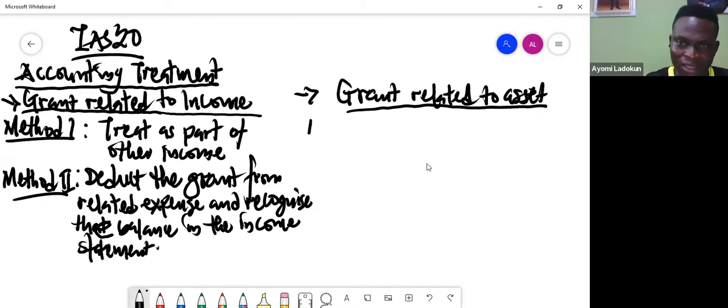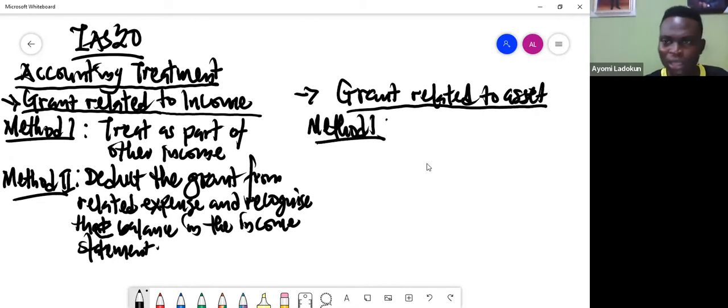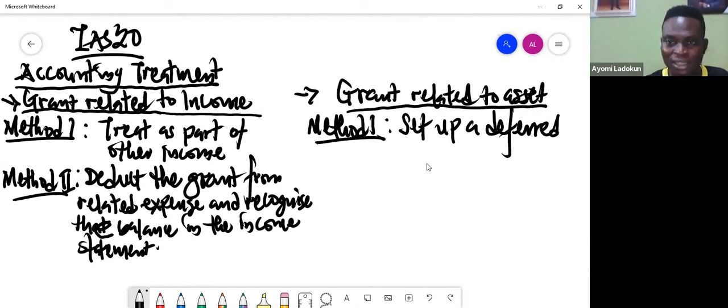Okay, so let's look at method one. Here, if it is a grant related to assets, all you need to do is to set up a deferred income, all right? Set up a deferred income.